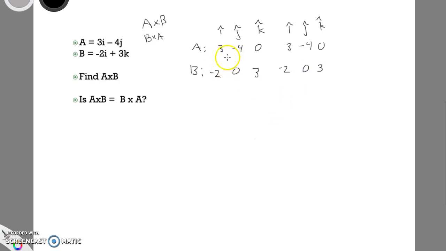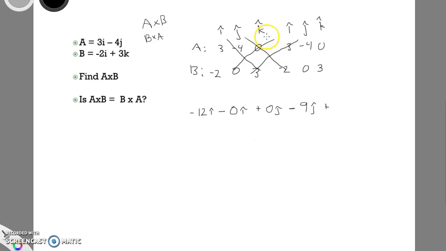The way that we do this is for each piece, we multiply the diagonals. When we multiply this way, it's positive. When we multiply backwards, it's negative. So for i, negative 4 times 3 is negative 12i, minus 0 times 0, which is 0i. Plus, for j, it's 0 times negative 2, or 0j, and then minus 3 times 3, so minus 9j.